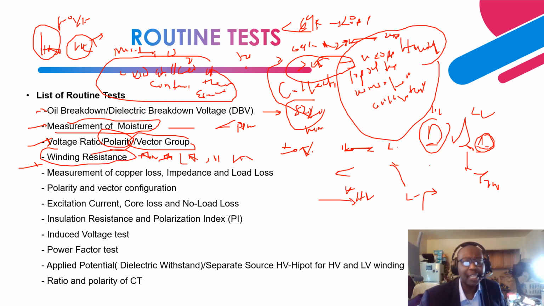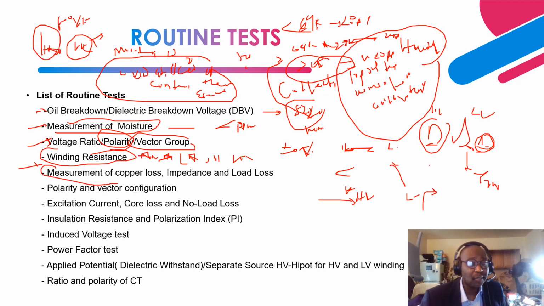If you have a transformer that has many taps, the winding resistance is done for all the tap positions, and the results are compared with the factory acceptance test values. Or, for an in-service transformer that has been in operation for, let's say, 20 or 30 years, you compare it with the last results and make sure there is no significant delta or gap between the current results and the old results.